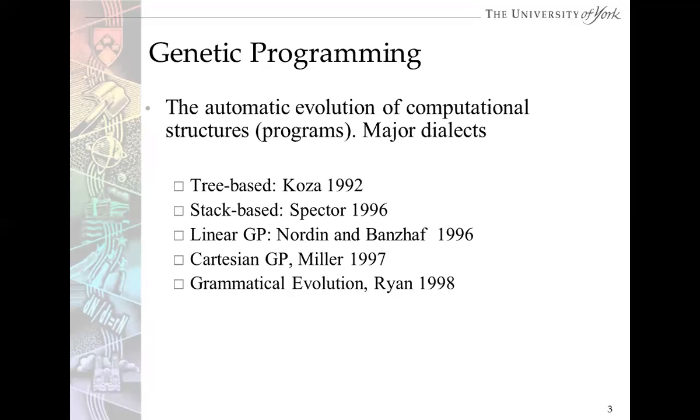Koza's tree-based GP originally expressed programs in Lisp, which can be represented as a tree. In 1996, Lee Spector described a stack-based form of GP known as PushGP. Also in 1996, linear GP was described by Peter Nordin and Wolfgang Banzhaf. Linear GP is register-based and operates a bit like machine code. An early form of CGP was first described in 1997. And grammatical evolution was devised by Conor Ryan in 1998 and evolves programs defined in a user-chosen grammar.